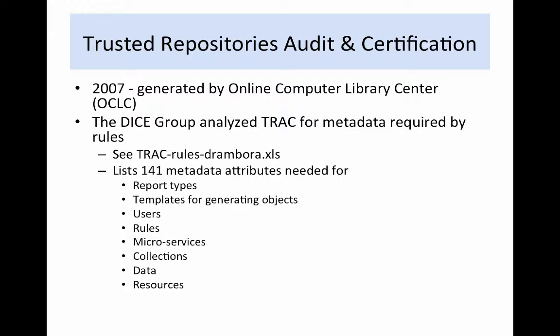The DICE group analyzed the TRAC requirements to identify the types of information that were needed to enforce trustworthiness. The summarization is available in Lifeline Zone Home RW Moore class INLS 624 TRAC-rule Examples. The spreadsheet lists 141 metadata attributes needed for identifying report types, templates for parsing SIPs and creating AIPs, tasks for identifying and controlling user roles, managing rules, auditing microservices, managing collections, managing files, and managing resources.